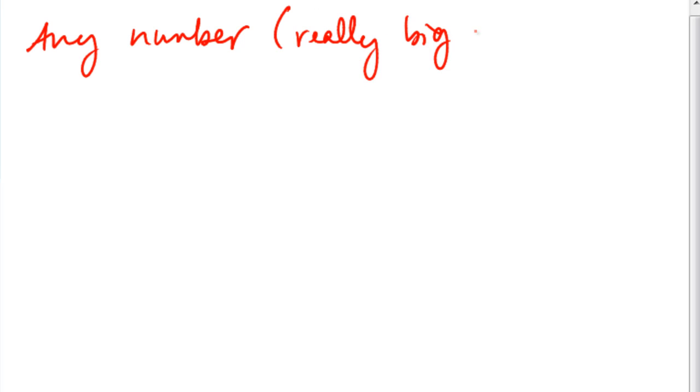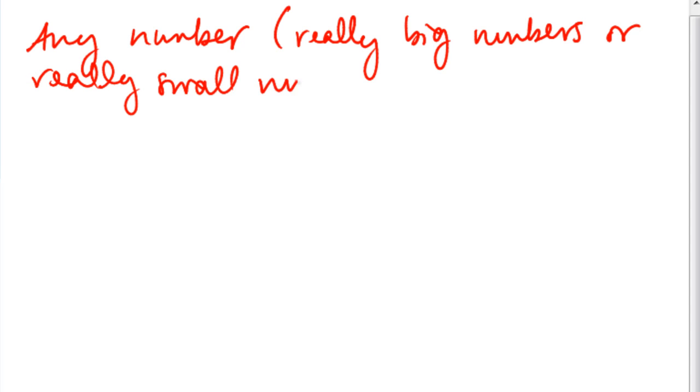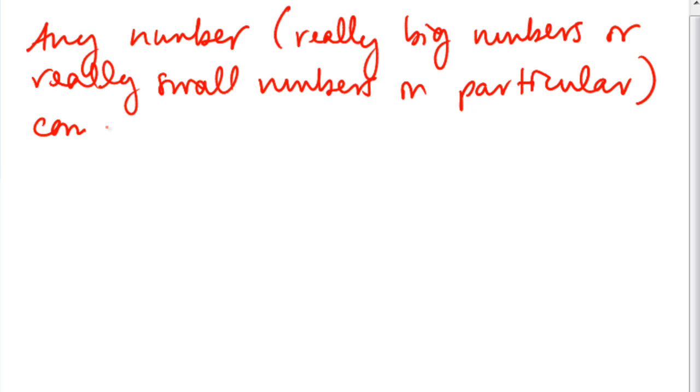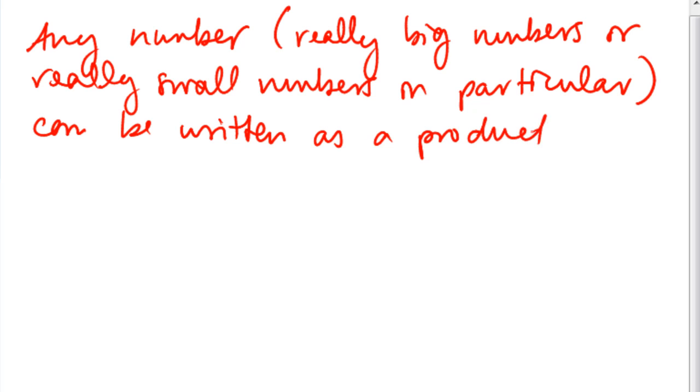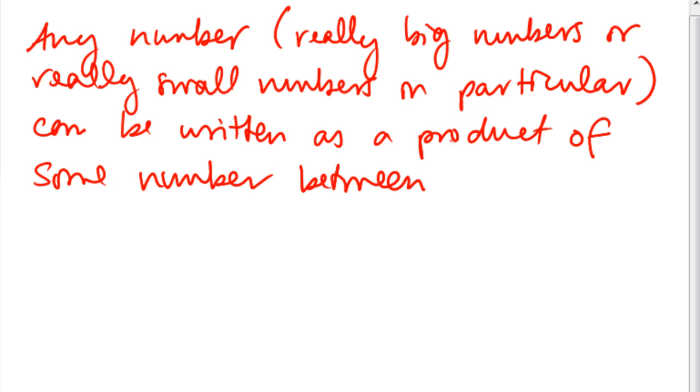So the idea behind scientific notation is this. Any number, and in particular we tend to be interested in really big numbers or really small numbers, in particular what we're interested in can be written as a product of some number between 1 and 10 and a power of 10.